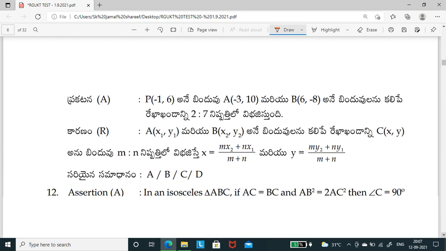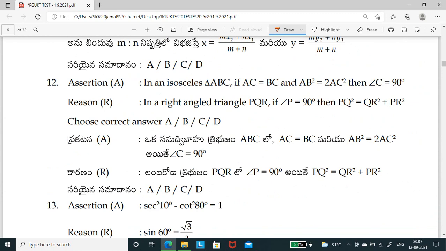Next, moving on to question number 12. In an isosceles triangle ABC, if AC is equal to BC and AB square is equal to 2 times AC square, then angle C is equal to 90 degrees, right? So what has he given? In an isosceles triangle, let this be ABC. AC is equal to BC. Next, AB square is equal to 2 times AC square.